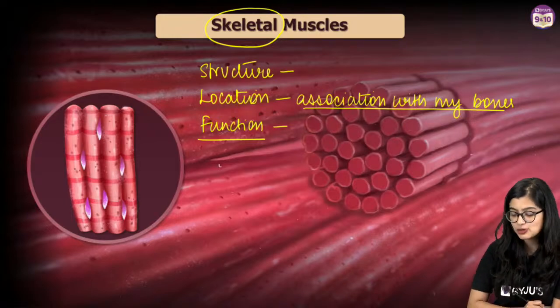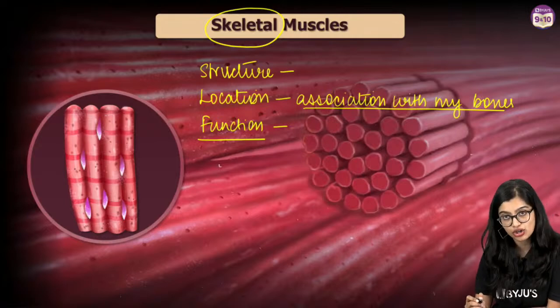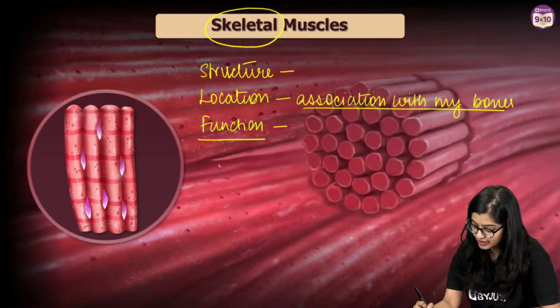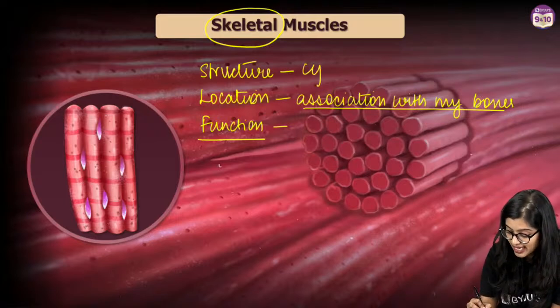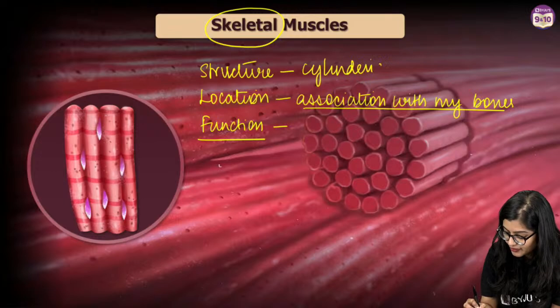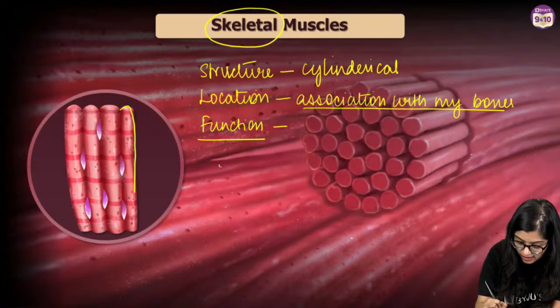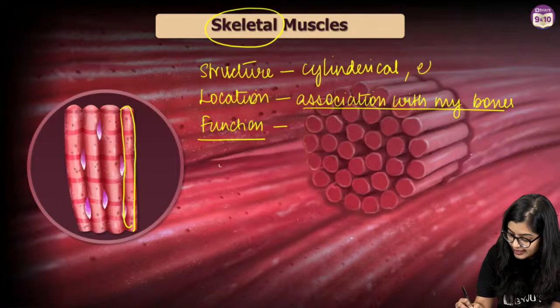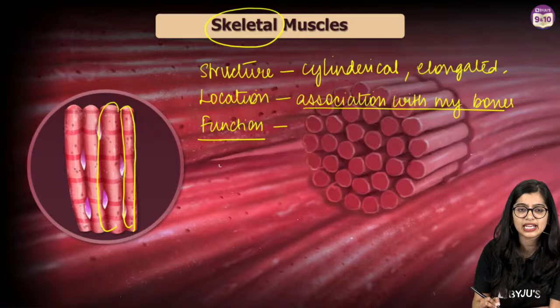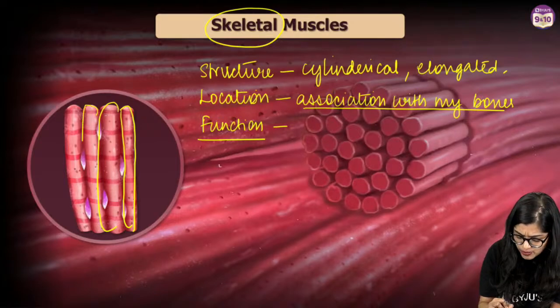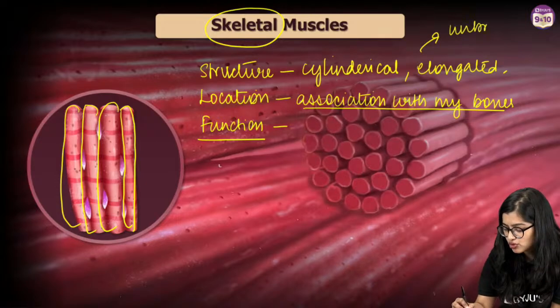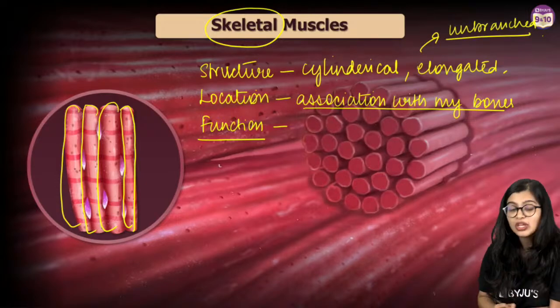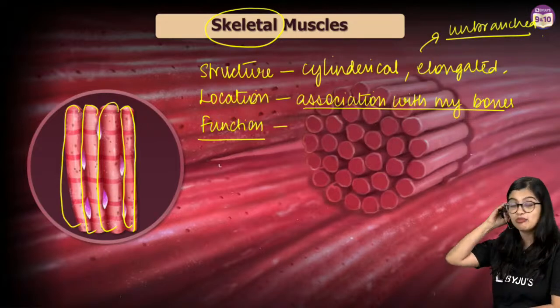Now, of course, in this particular case, we also have its structure. When you look at it structurally, we see that these tissues are made up of cells which are cylindrical, right? They are elongated. And do we see any branching happening like trees? No, right? We don't observe any branching. So they are also unbranched.